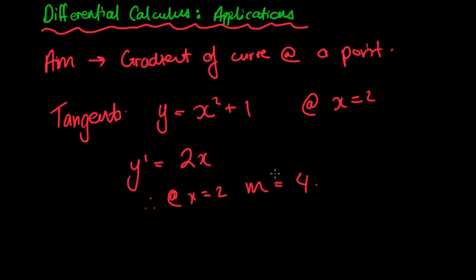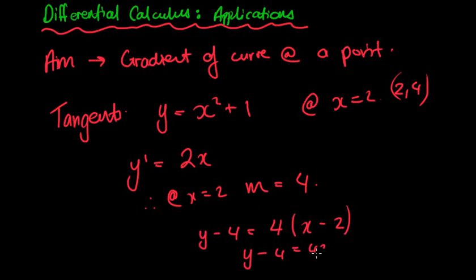And then what we can actually do is find the equation of the tangent at that point. Say, for example, the point was 2, 4. So x equals 2, y equals 4. If we want to find the equation of the tangent there, all we have to do is put it back into y minus y1. So y minus 4 equals my gradient times x minus x1, which gives me y minus 4 equals 4x minus 8, and we write it in general form as 4x minus y minus 4 equals 0.